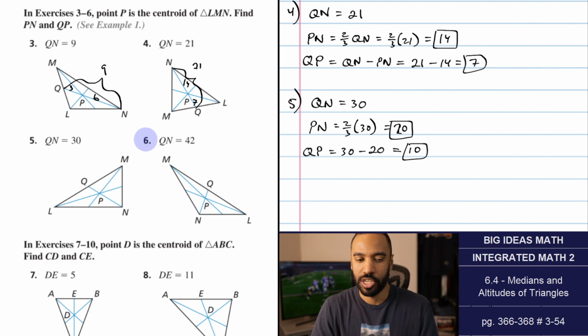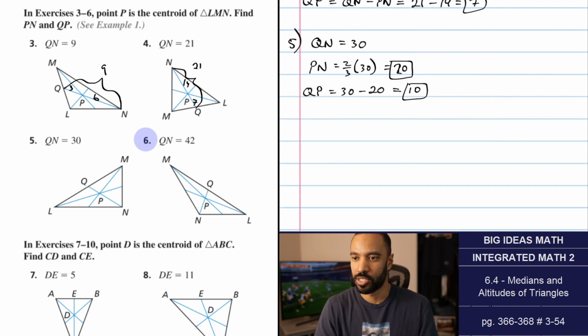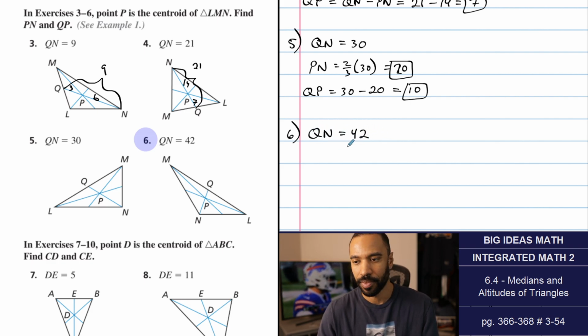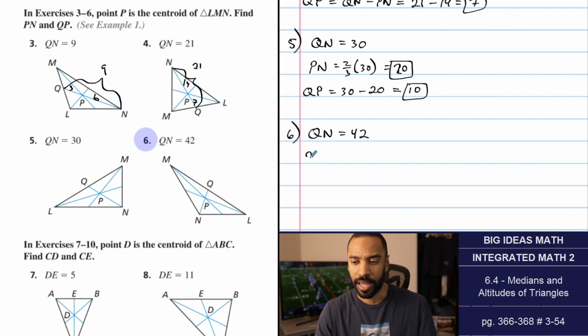And number 6, QN is 42. And once again, you just want to look at the diagram and make sure that everything is the way that you expected it to be. QN is the entire thing. PN will be 2/3 of that. So PN is 2/3 of 42.